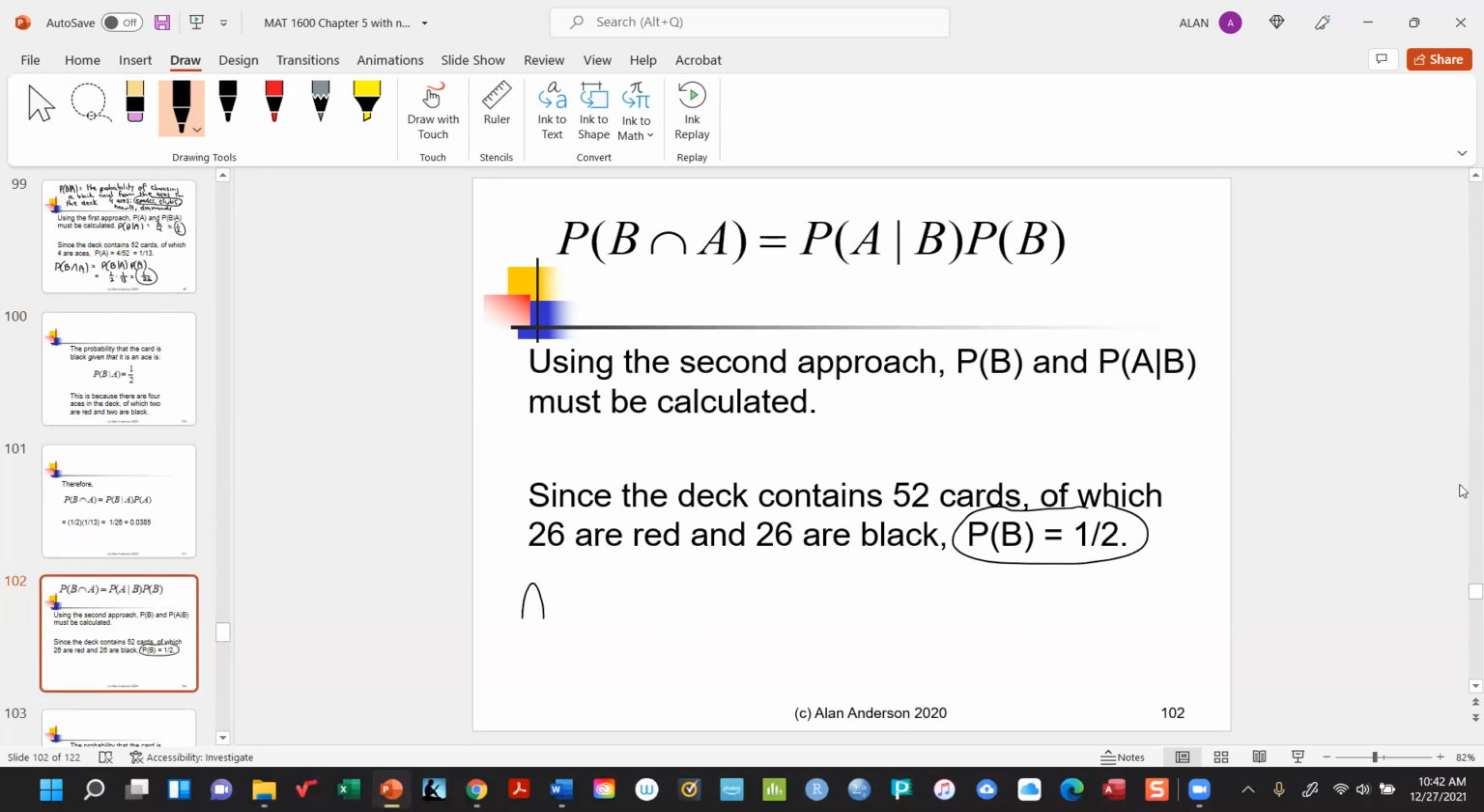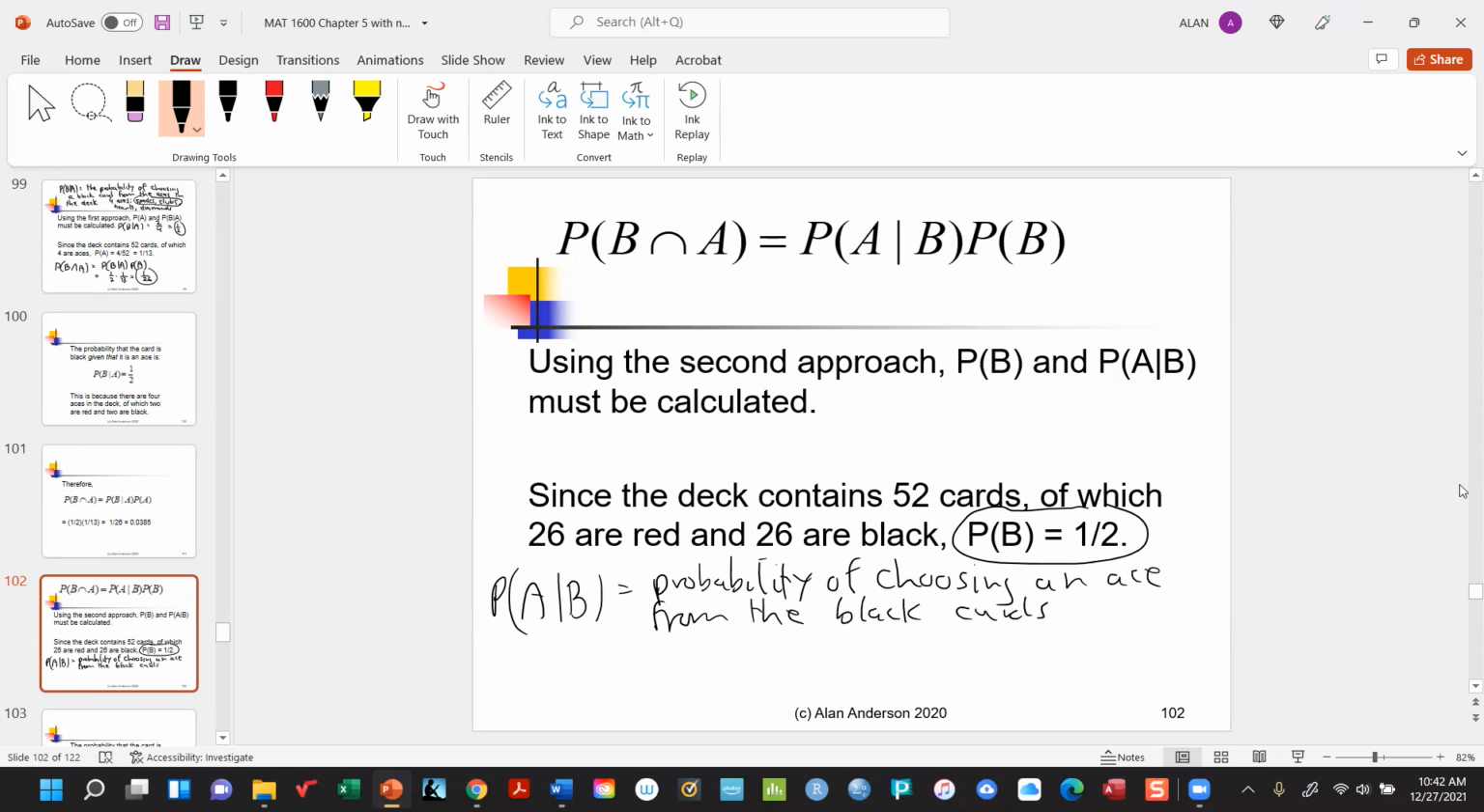But what about A given B? This is basically the probability of choosing an ace from the black cards. So among the 26 black cards, two of them are aces, spades and clubs. And so that's very simply 2 out of 26, or 1 out of 13. So therefore, when I come up here, I have 1/13 times 1/2, which is 1/26.